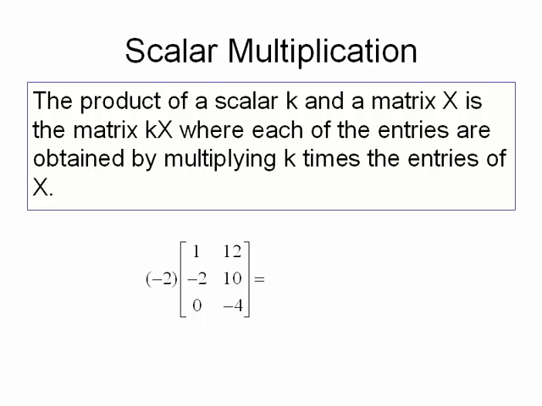So suppose I take the scalar -2 and I multiply that by the 3 by 2 matrix that has a first row of 1 and 12, a second row of -2, 10, and a third row of 0, -4. To do the scalar multiplication, I need to multiply that -2 times each one of the entries. So for instance, -2 times 1 gives me -2. -2 times 12 gives me -24, and so on. So I go all the way through the matrix.